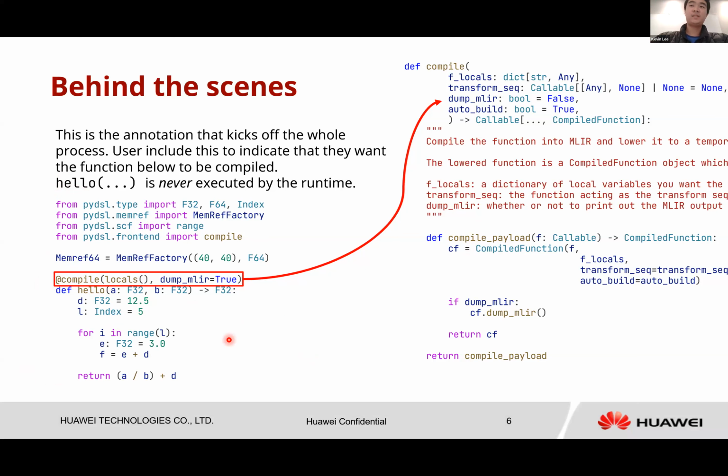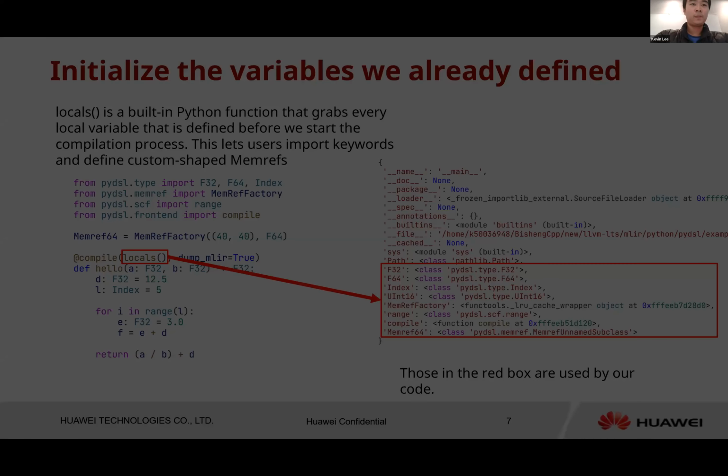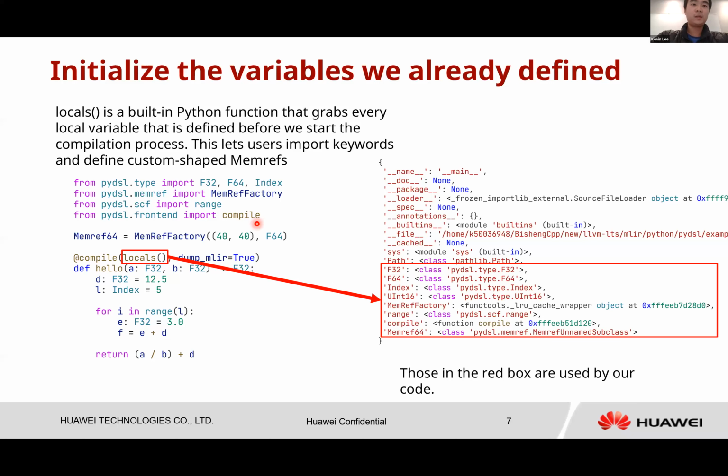Because there are these two areas, the Python runtime and the runtime that's being compiled, there needs to be a bridge, and this bridge is the locals function. This is a built-in Python function that grabs all the local variables defined so far and returns them as a dictionary, seen here. This is very important because this is where we define all the types that we're going to be using in the program, and we also have a custom range function that overrides Python's default range function. These are all included in a Python dictionary that the compiler will use.